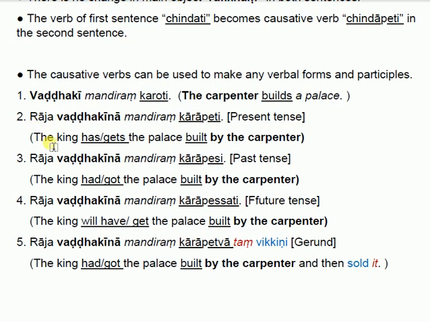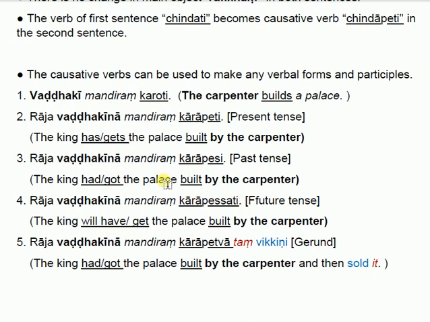Raja, the king. Vaddakina, by the carpenter, or we can say Vaddaking in accusative case, or Vaddakina in instrumental case. Mandirang, the palace. Karapeti, causative verb, has built or gets built. Then third one, Raja Vaddakina mandirang karapesi. Here past tense causative verb, karapesi. The king had or got the palace built by the carpenter.